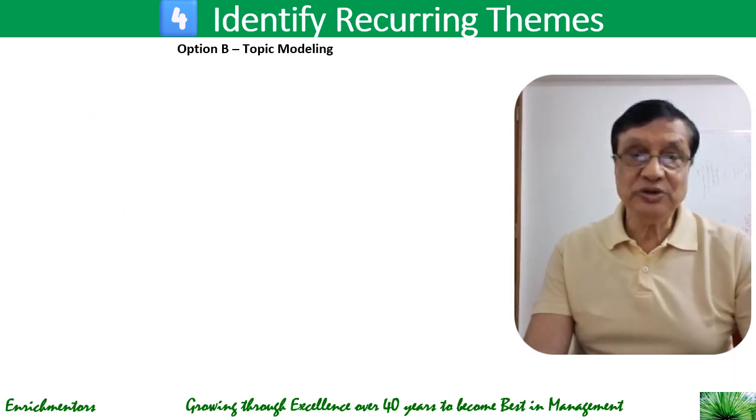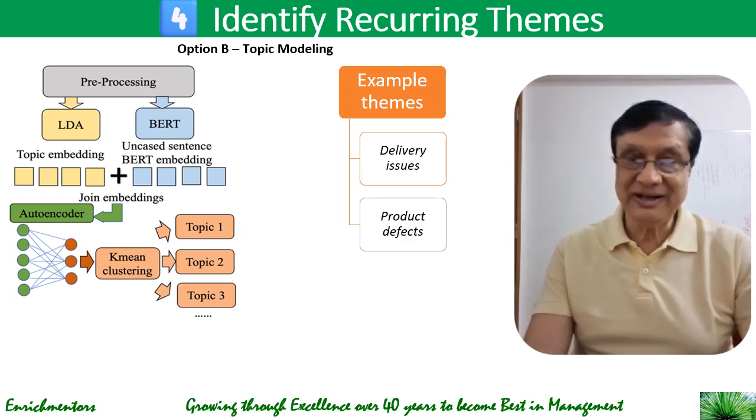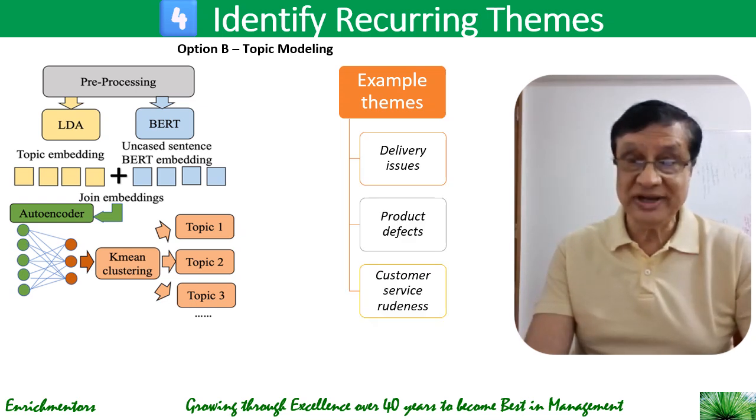The second approach is to do topic modeling, in which you use algorithms like LDA, latent Dirichlet allocation, or BERTopic to group complaints into themes, as you see here. And some example themes could be delivery issues, product defects, customer service, rudeness.